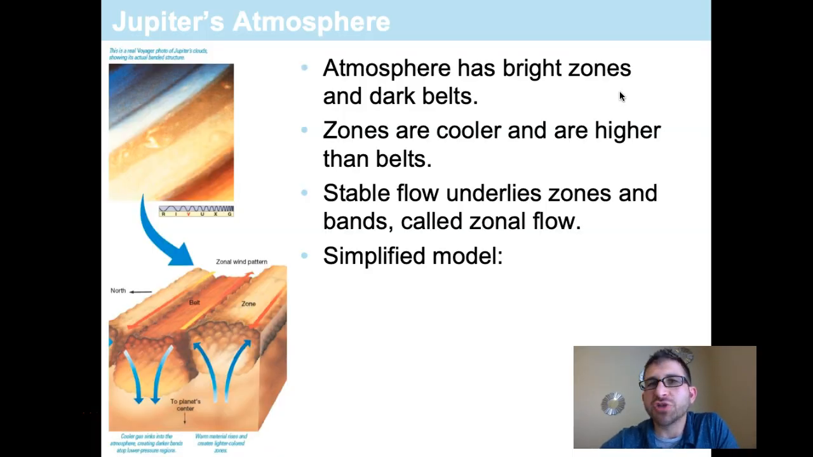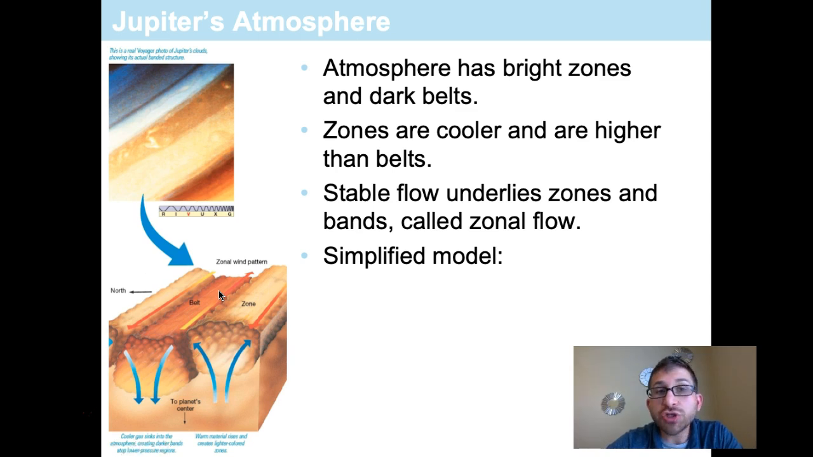When looking at Jovian atmospheres, Jupiter is probably the most easily discussed planetary atmosphere because of its dramatic zones and belts. The zones of Jupiter's atmosphere, as seen in this image, are much higher and cooler than the low-lying, darker belts.